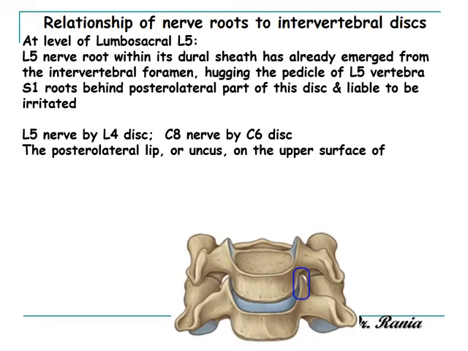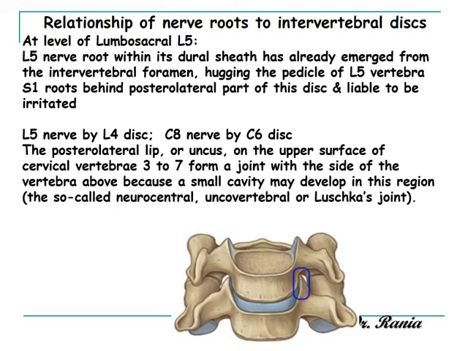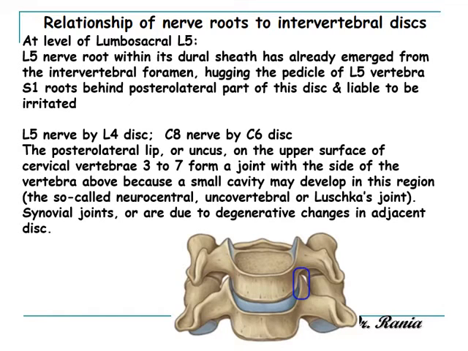The posterolateral lips, or what we call the uncus, on the upper surface of the cervical vertebrae, from the third till the seventh one, form a joint with the sides of the vertebra above. This joint contains a small cavity. This joint is called the uncovertebral joint, or Luschka joint, or neurocentral joint. They are considered as synovial joints, or they may show degenerative changes in the adjacent disc.